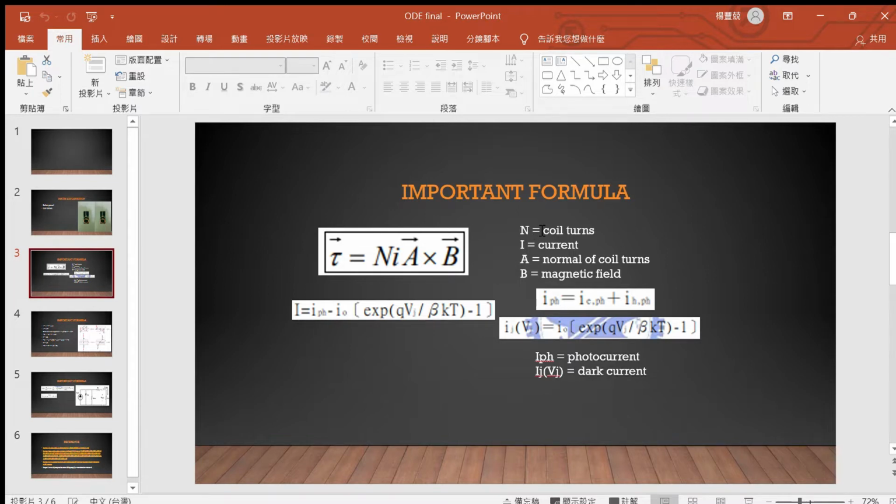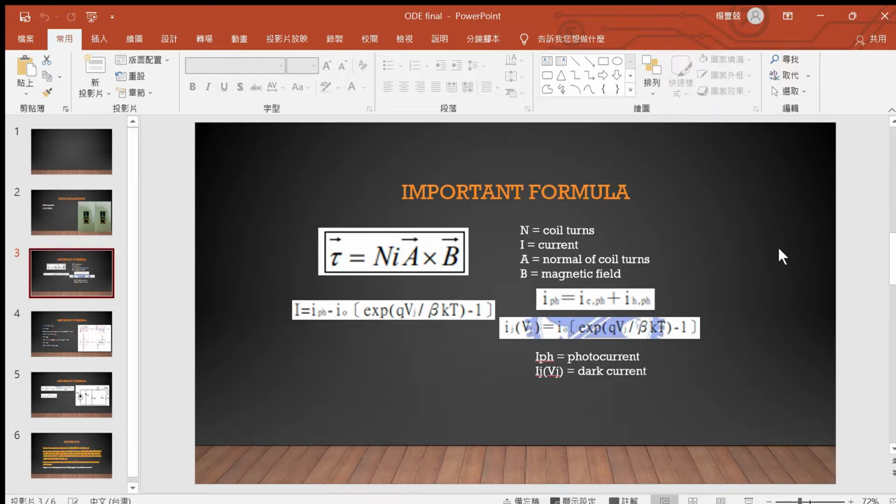N is the number of turns, I is the current, A is the normal vector of the coil area, and B is the magnetic field. The second formula shows that the current depends on how strong the light is. When the light is stronger, the current is higher. A practical realization will show this.